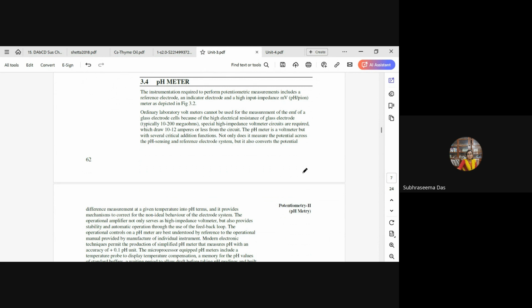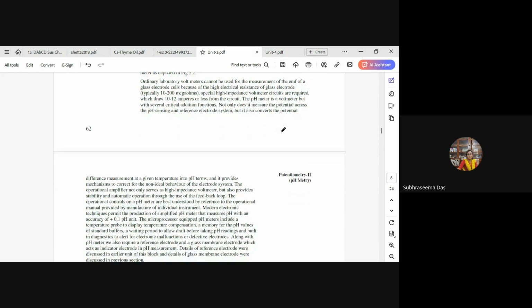The instrument required to perform potentiometric measurements basically includes a reference electrode, an indicator electrode, and a pH meter that we have already studied. Ordinary laboratory voltmeters cannot be used for the measurement of the EMF because of the high electrical resistance of glass electrodes. Thus the pH meter is a voltmeter but with several critical additional functions.